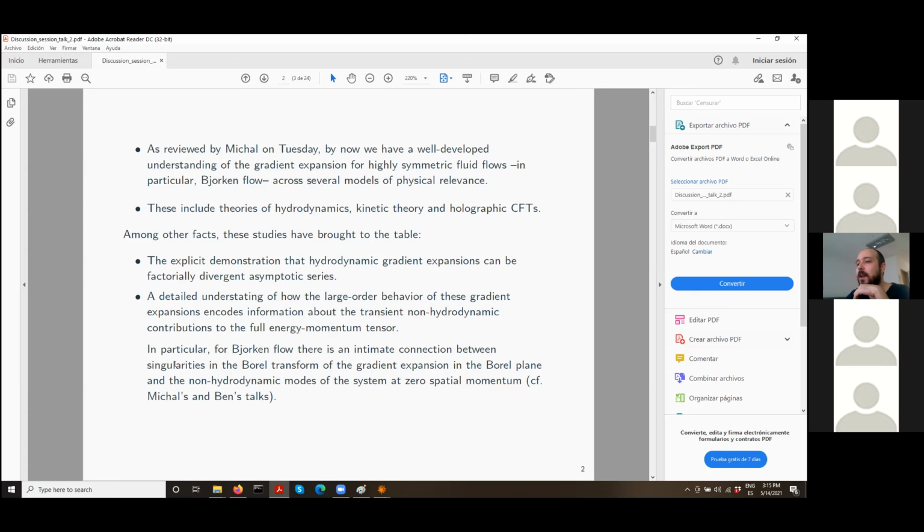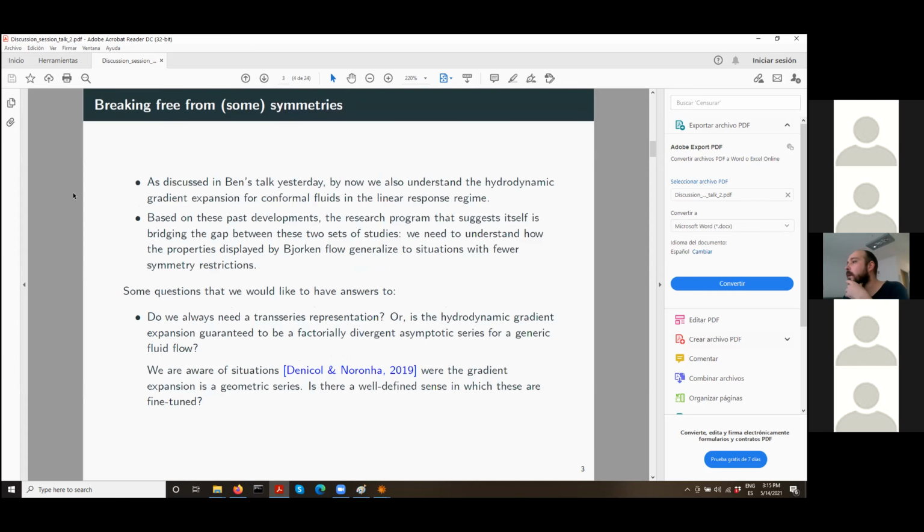Okay, and in particular, just to reiterate for Bjorken flow, this is a connection between, let's say, singularities of the Borel transform of the gradient expansions that people consider in the Borel plane and the non-hydrodynamic modes of the system at zero spatial momentum. This has been developed in many papers by the people in the audience here, including Michal Spalinski, Michal Heller, Inês, and so on.